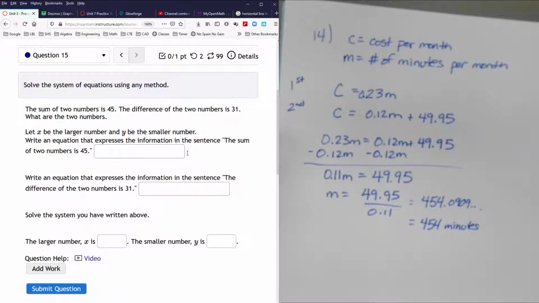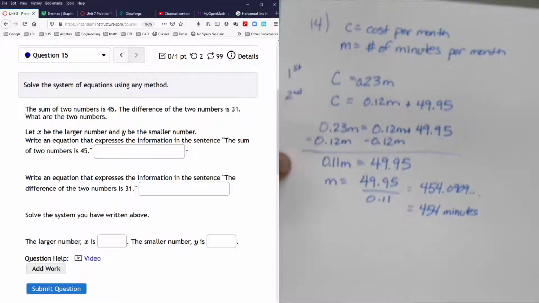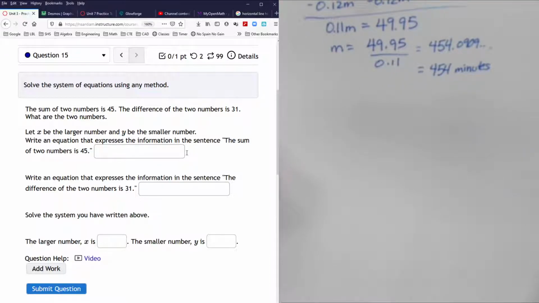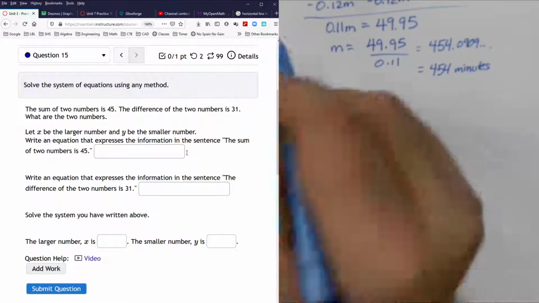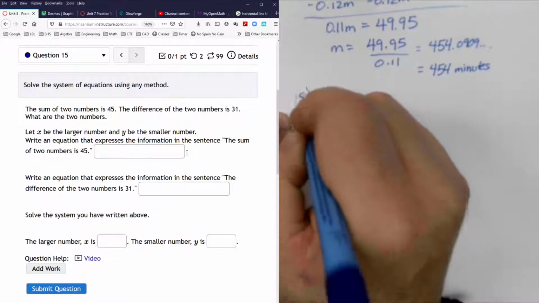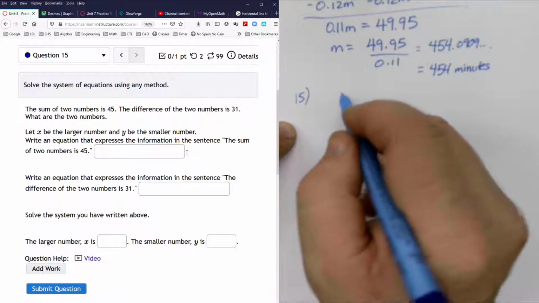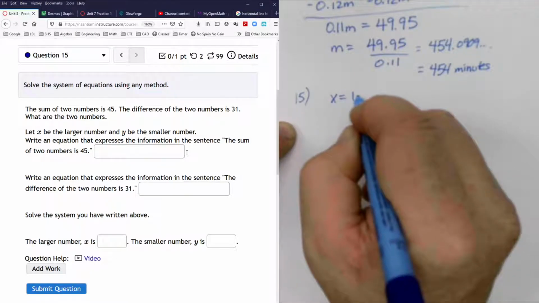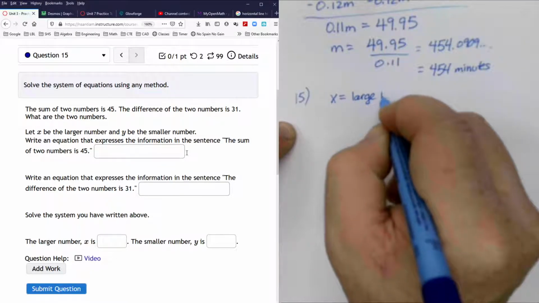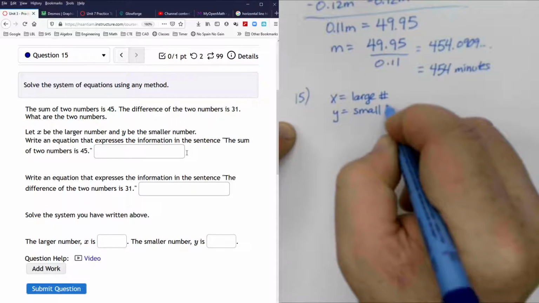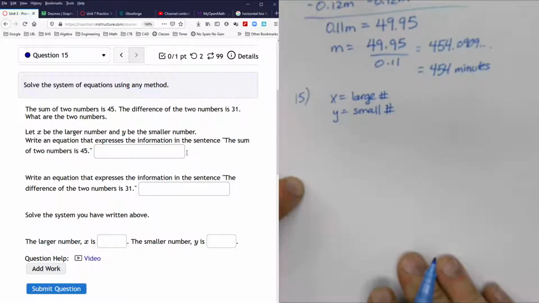All right, last problem here. They have a situation here. They give you two numbers, and they tell you some information about those numbers. So they give us two numbers, and they say that they want x to be the large number and y to be the small number.